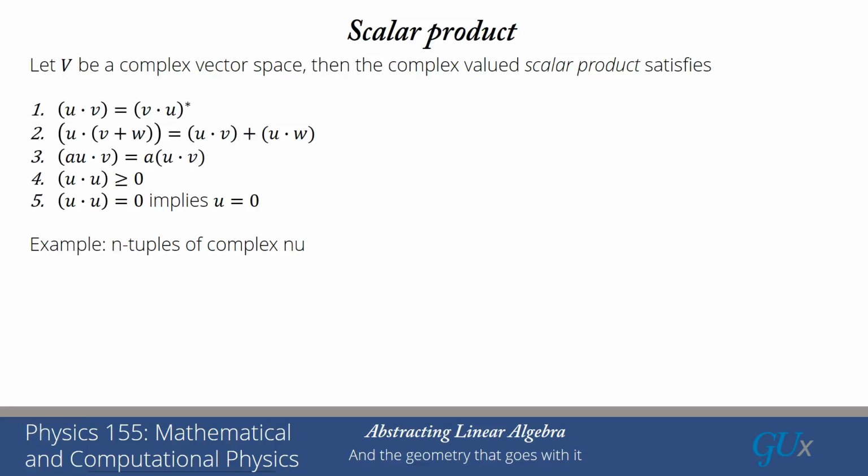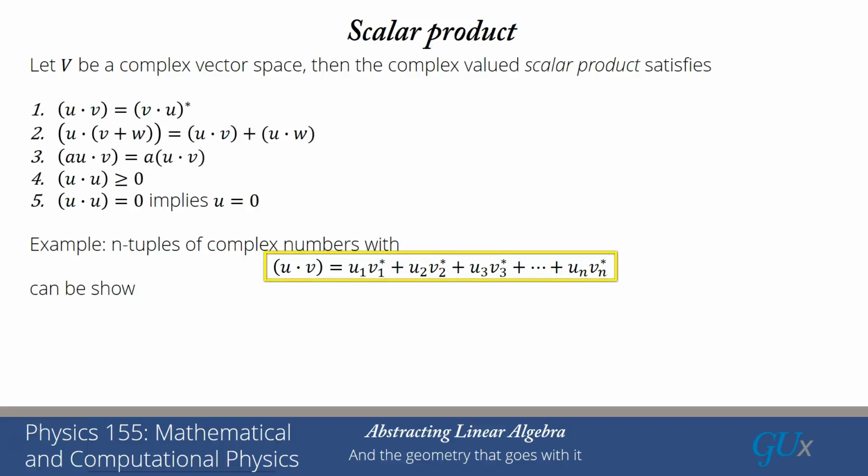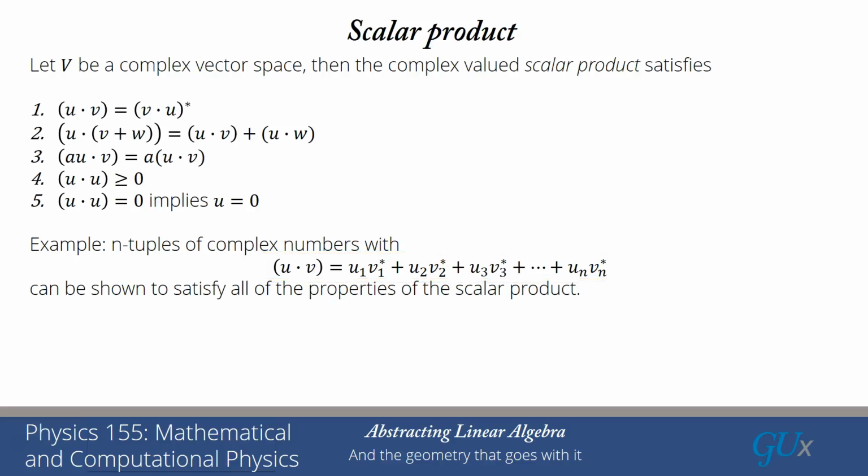All right, let's look at an example of a scalar product. If we had n-tuples of complex numbers, then u dot v equal to u1 v1 star plus u2 v2 star plus u3 v3 star all the way out to un vn star can be shown to satisfy all the properties of the scalar product. I need to put in that complex conjugate to guarantee the first property, but also to guarantee the fourth property, because then I'll be taking the sum of the absolute value squareds of the different terms in the vector u.